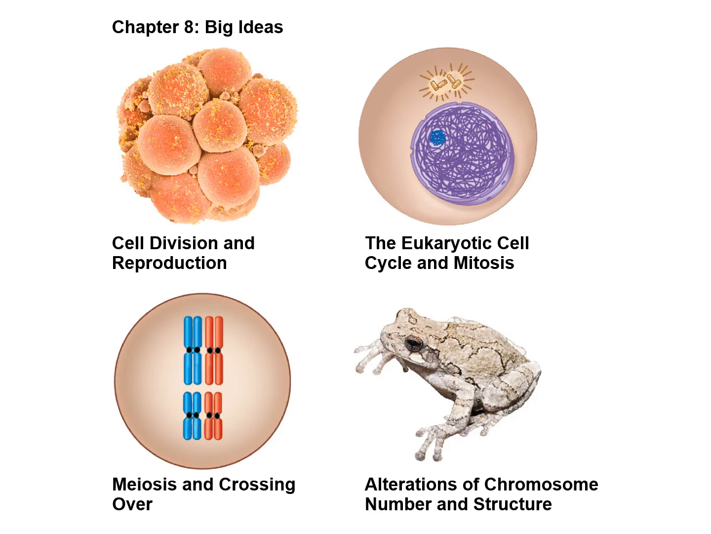This section has four major ideas. The first one is why cell division and reproduction needs to happen in the first place. After that, we'll talk about specifically how eukaryotic cells go through two different types of division, mitosis and meiosis, and why each of these are important. And finally, we'll talk about what happens when either mitosis or meiosis goes wrong.